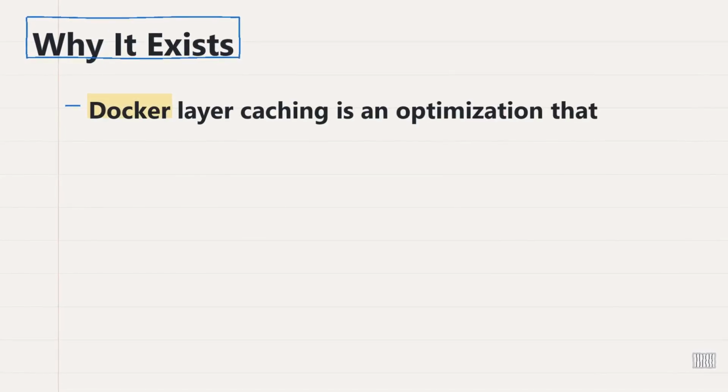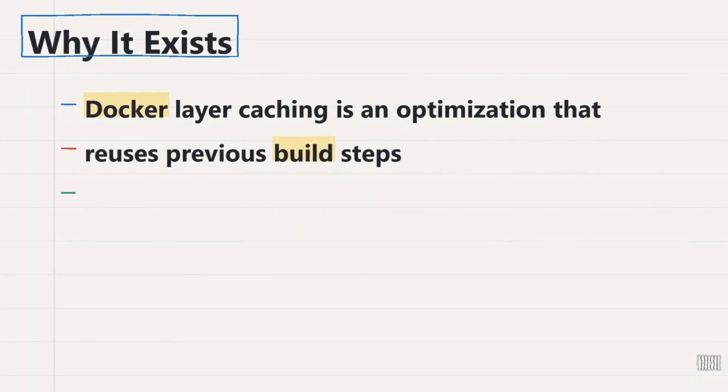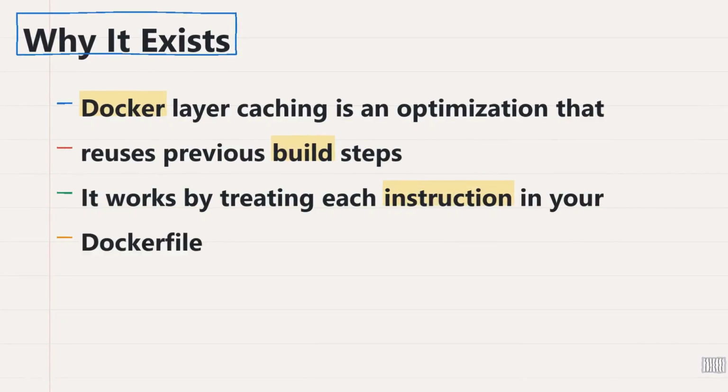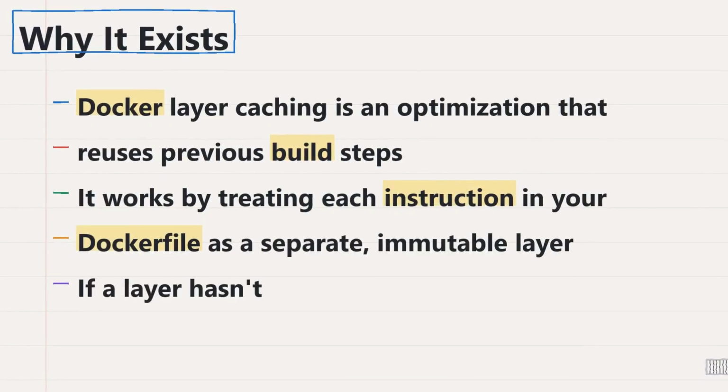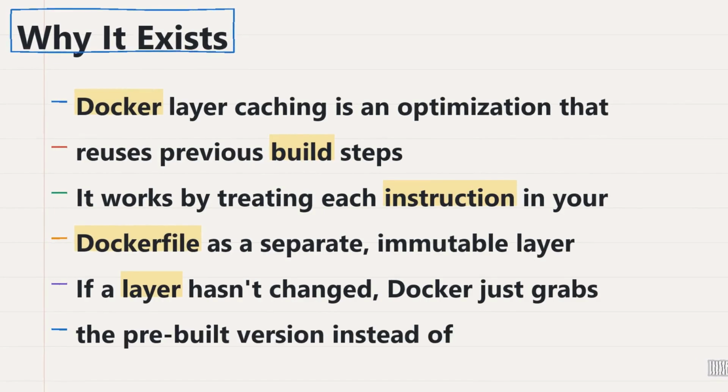Docker Layer Caching is an optimization that reuses previous build steps. It works by treating each instruction in your Dockerfile as a separate, immutable layer. If a layer hasn't changed, Docker just grabs the pre-built version instead of rerunning the command.